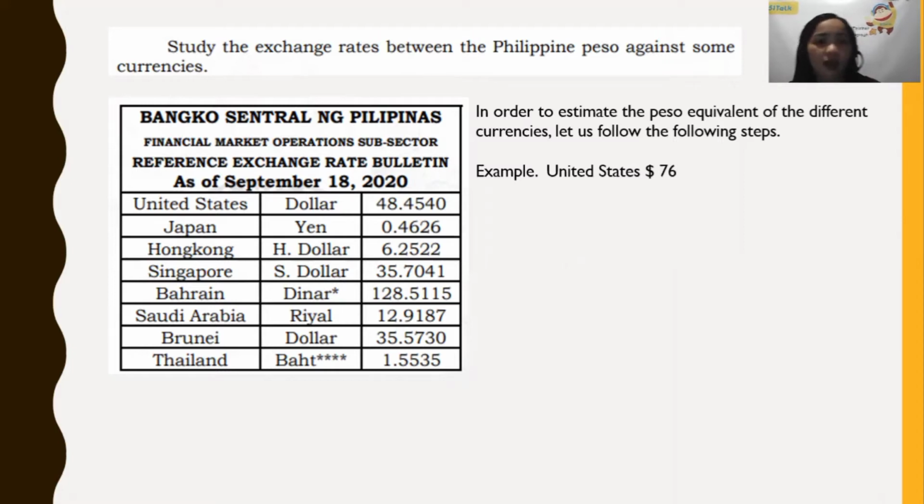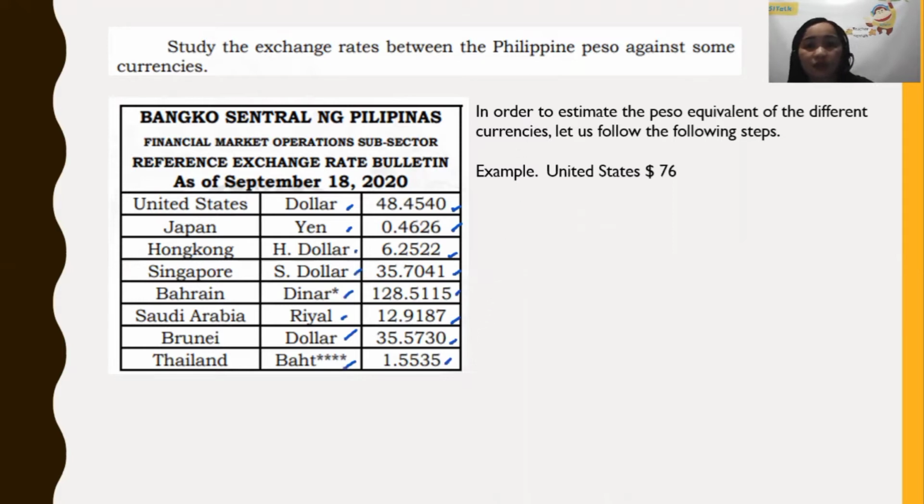So we have here the table that shows the different currency of different countries. We have your dollars, yen for Japan, Hong Kong dollar, Singapore dollar, dinar, real dollar, and we have here baht for Thailand currency. Now, it shows here that if $1 is equal to 48 pesos and 4,540 cents. And we have in 1 yen, ito yung equivalent niya, 0.4626, wala pa siyang 50 centavos. At ang Hong Kong dollars, ang katumbas niya is 6,522 cents. At ito naman yung sa iba pang currency.